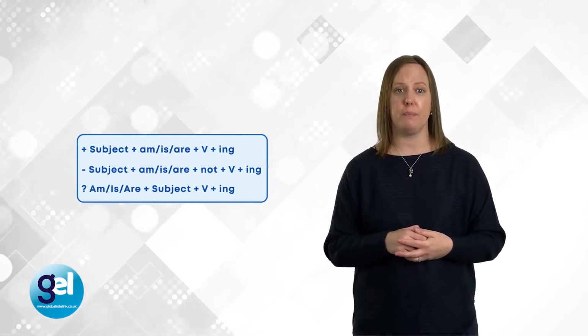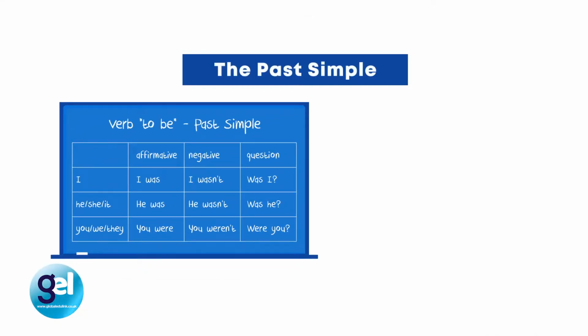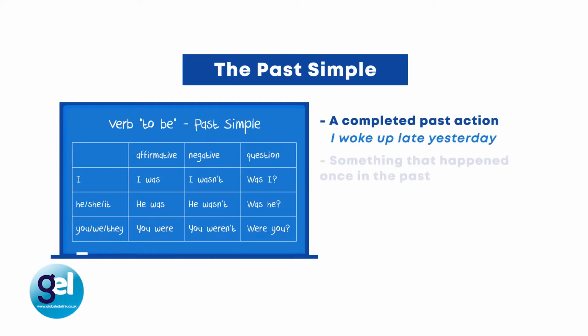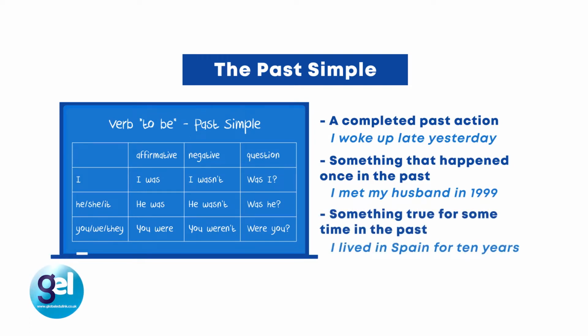Let's have a look at the past simple. So how do we use the past simple? It's a completed past action. I woke up late yesterday. It's something that happened once in the past. I met my husband in 1999. And it's something true for some time in the past. I lived in Spain for 10 years.